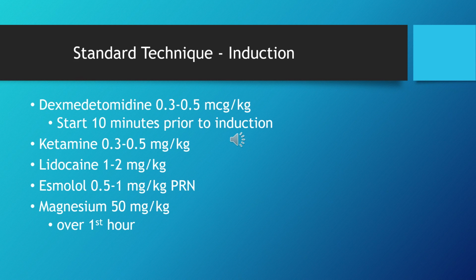Another time it may be useful is for extremely short cases that need to be intubated. In that instance, it may be desirable to reduce the dose of dexmedetomidine and ketamine to prevent postoperative sedation, and instead add some esmolol. The magnesium bolus can either be run on a pump or added to the first bag of IV fluids, depending on how much control over its rate is necessary and the availability of IV pumps.